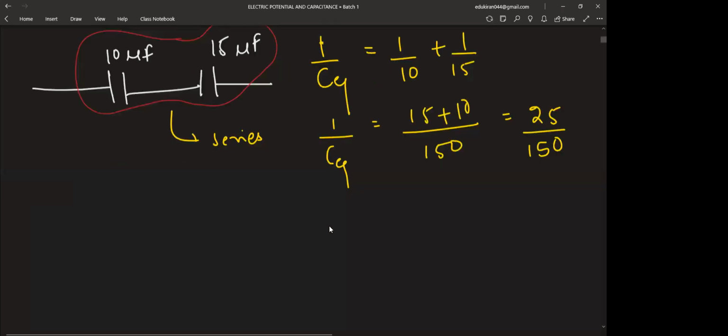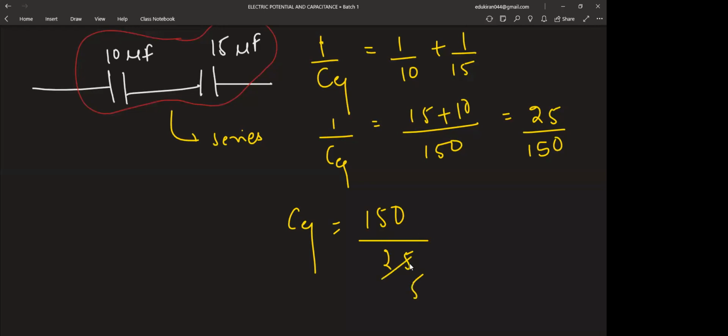Now, our C equivalent will be 150 divided by 25. Why? Because you have to exchange it. Understood? Why do you have to exchange it? Because it was 1 by C equivalent, so we take the reciprocal. So this is 5, this is 30. So 6 microfarad. Did anyone get this answer? Yeah, Yahya has got it. Very good. Write it down. This is the method you have to solve, class.